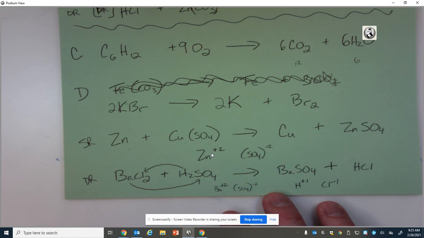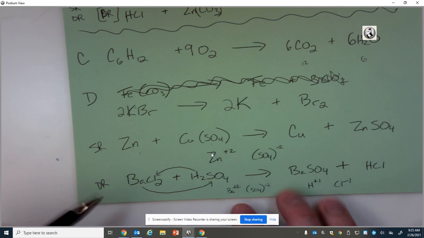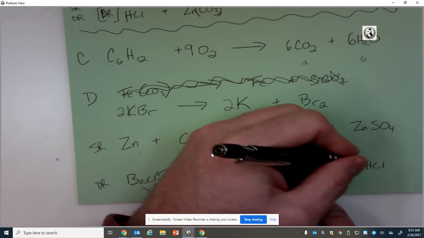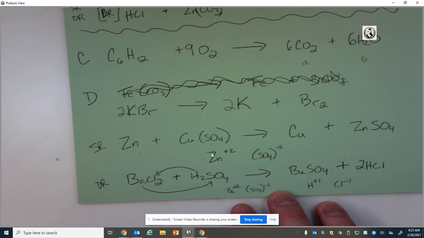Okay, is this thing balanced? Bariums are 1 to 1. Chlorines, you have 2, you have 1. So you've got to put a 2 here. Sulfurs currently are balanced. Hydrogens are balanced, 2 and 2. Oxygens are balanced, 4 and 4.